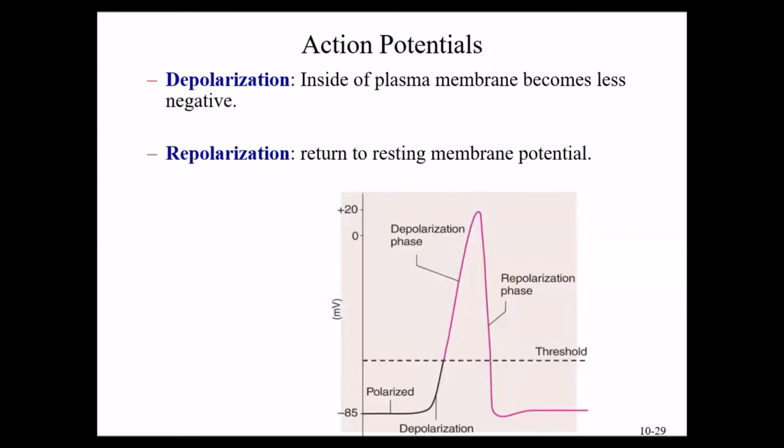Again, I have these defined for you, and another picture that I found that shows this a little clearer. Depolarization: inside the plasma membrane, inside the cell, becomes less negative, that's because it's becoming positive. However you want to word that, either way is correct. It's less negative or it's positive. It moves toward the positive portion here. That's depolarization. Repolarization is returning back to the resting membrane potential. They show it somewhere around minus 85.